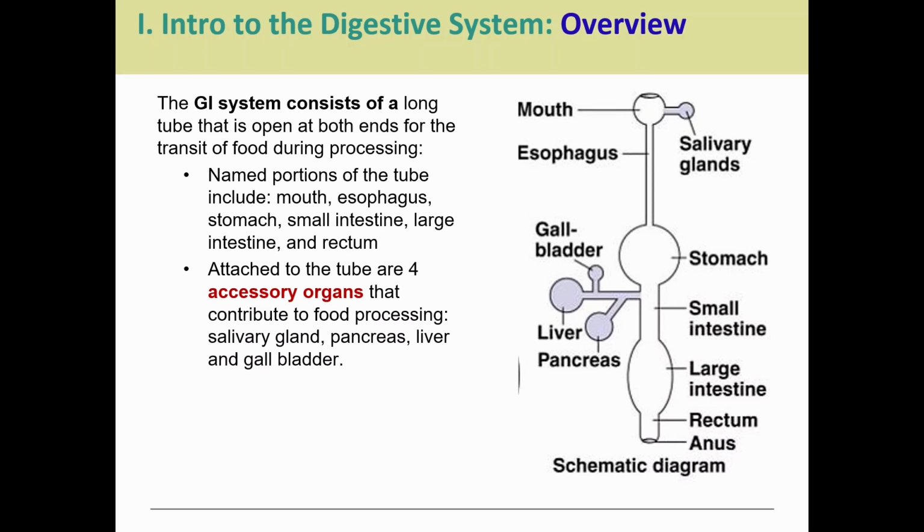And so we're going to talk about the two divisions of the digestive system. We have the actual GI tract, which is going to have the mouth, the esophagus, the stomach, the small and large intestine, and the rectum. And then we also have some accessory organs that are going to help out, including salivary glands, the pancreas, liver, and gallbladder.